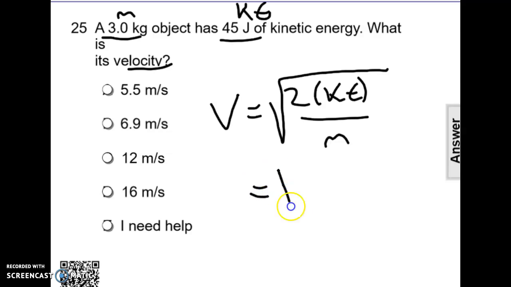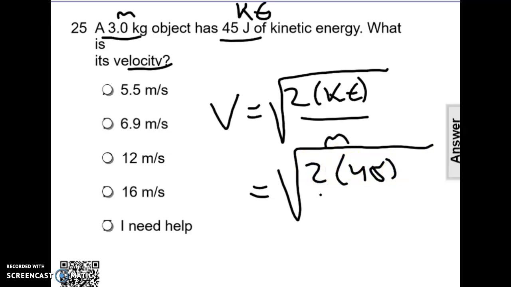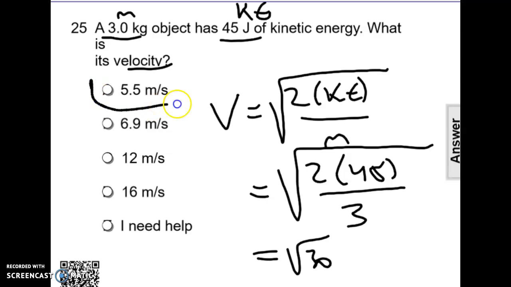So let's go ahead and plug this stuff in. I take my square root of 2 times 45 divided by 3. So that'll be 90 over 3, which is 30. So I'm left with the square root of 30. Let's see what the square root of 30 is. It's about 5.5 meters per second.